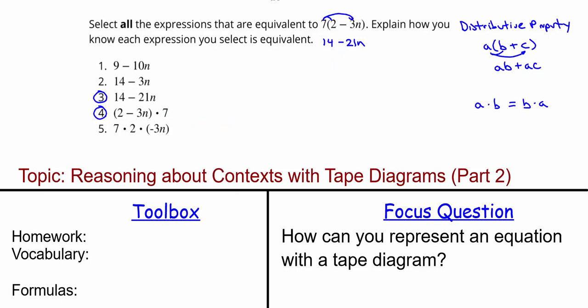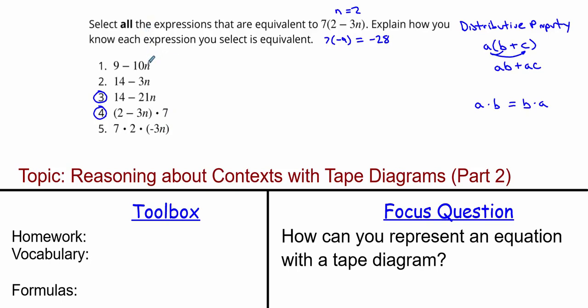Another way of solving this is you could put a value in for n. Say we put 2, so we make n equal to 2. So 3 times 2 is 6. 2 minus 6 is negative 4. So we have 7 times negative 4, which is equal to negative 28. So we can see which of these is equal to negative 28.